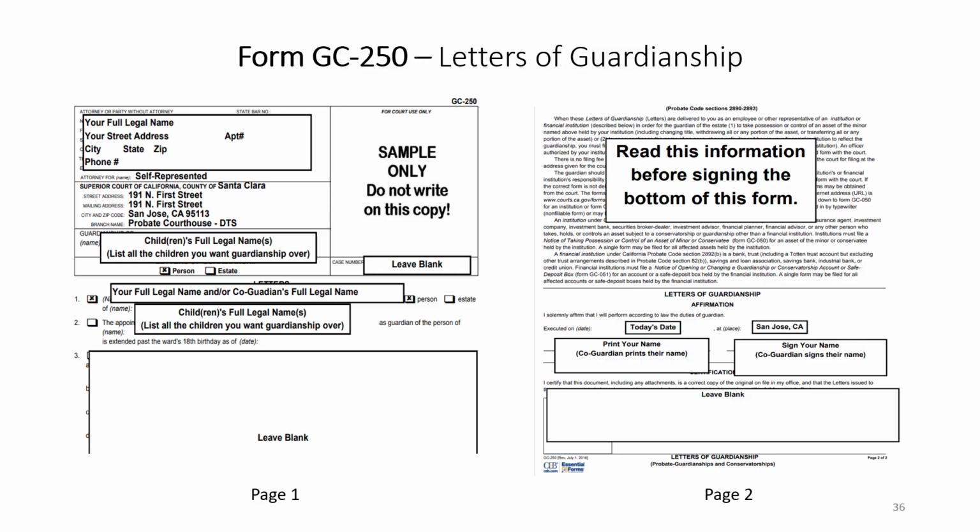Read through page 2 of this form, then print and sign your name in the middle of the page. Make sure to also put the date and the location where you are signing in the spaces provided. If you are petitioning with someone else to be co-guardians, you will both sign this form.